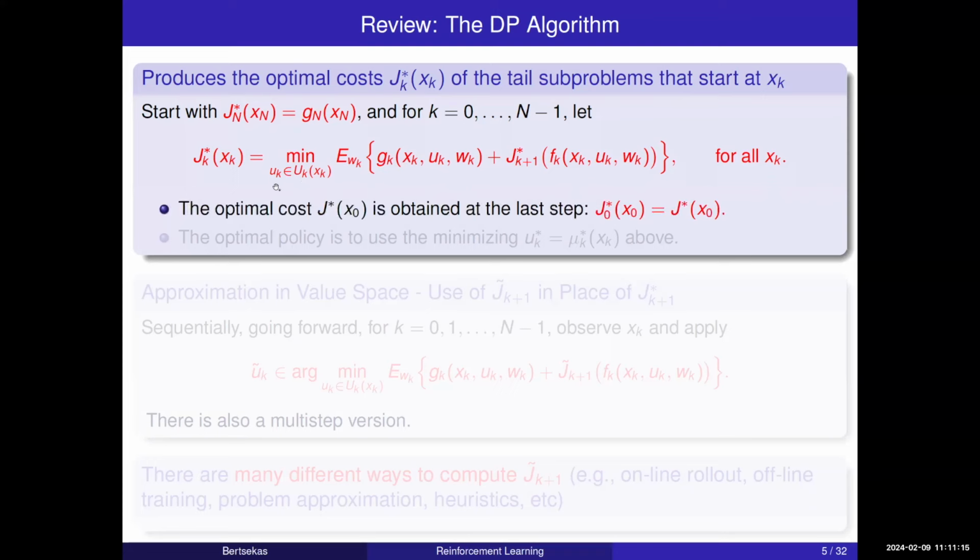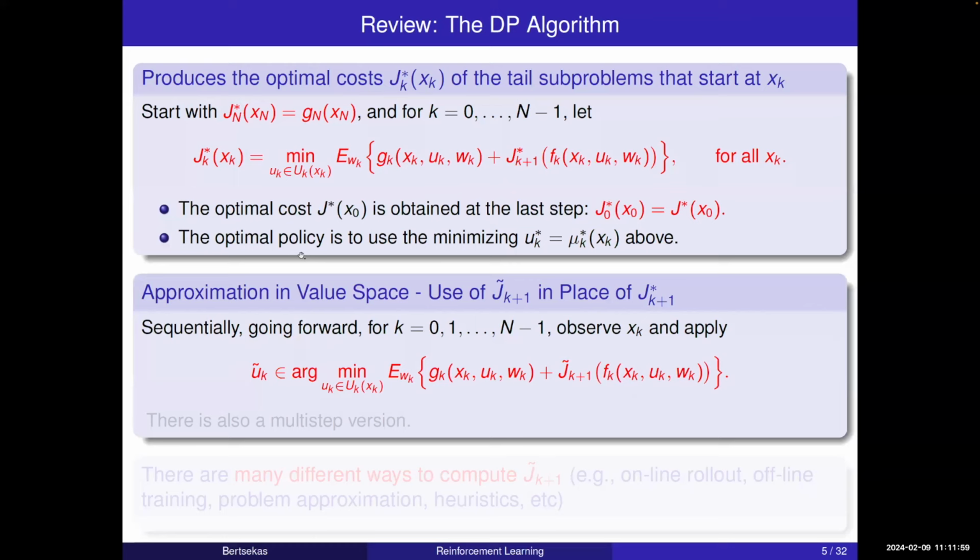The optimal cost j star of x zero is obtained in the final step once we reach the front, or the first stage of the problem. And j zero star of x zero is just j star of x zero. Then once we've gone backwards, we go forwards. The optimal policy is obtained using minimization in the same way. We have the optimal cost at each stage computed for each state, and we take the arg min over the set of controls to obtain an optimal control sequence going forward from stage zero all the way to the end. So that is the exact dynamic programming algorithm for n stages.